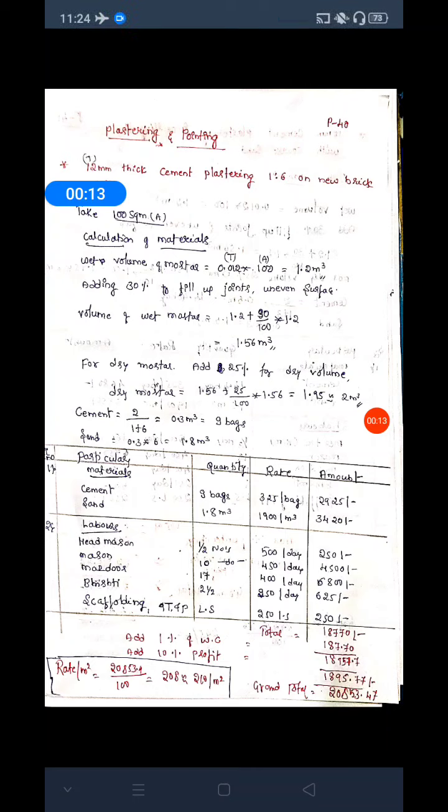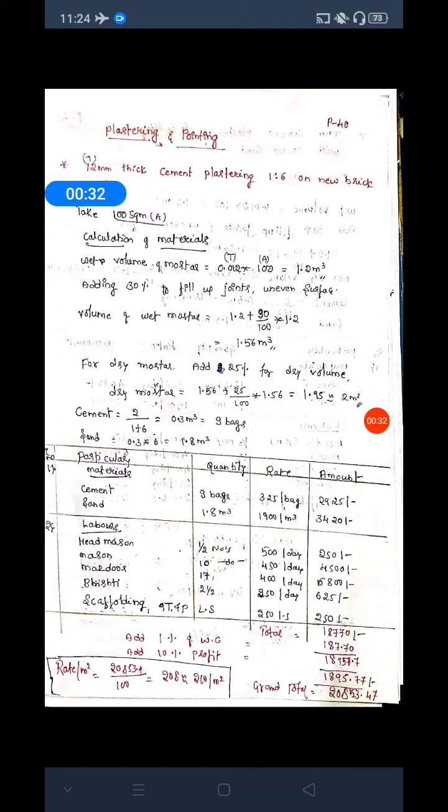As you know, in VTU question papers, almost 80 to 90% of them ask about plastering, the rate analysis of plastering. So here, first we shall know what we mean by plastering.